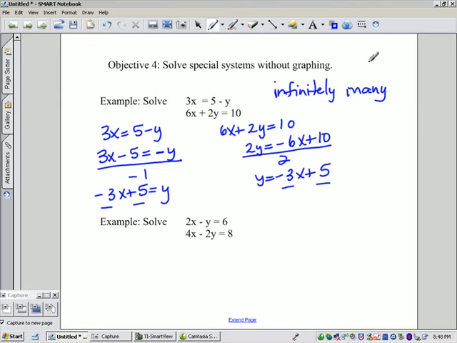Now, infinitely many solutions doesn't really tell me the solution set. The solution set is the set of x, y, such that, then I just write one of those lines. I'm just going to write the second one. That is, this is saying all the ordered pairs that lie on that line.